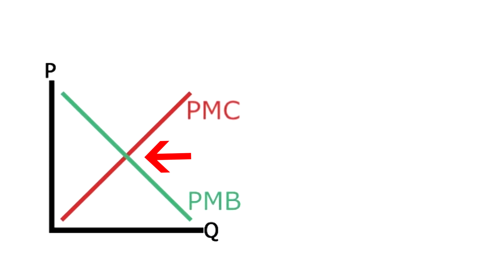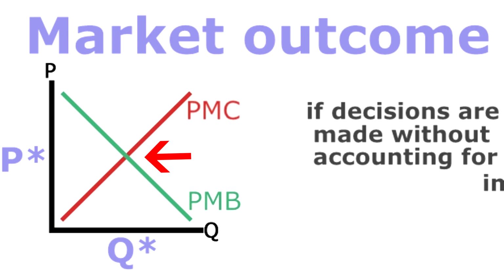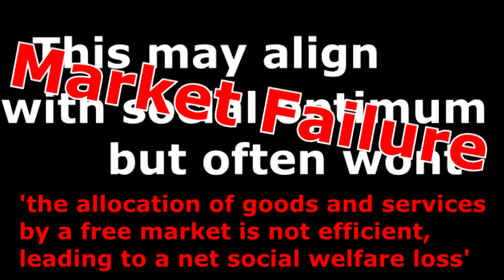The intersection of these two curves is the market outcome, i.e. the market price and market quantity. This is what would happen in the market if decisions were made without accounting for how consumption or production affects the other market participants. Although this outcome may align with what is socially optimal, it often won't. We term such a situation as a market failure.